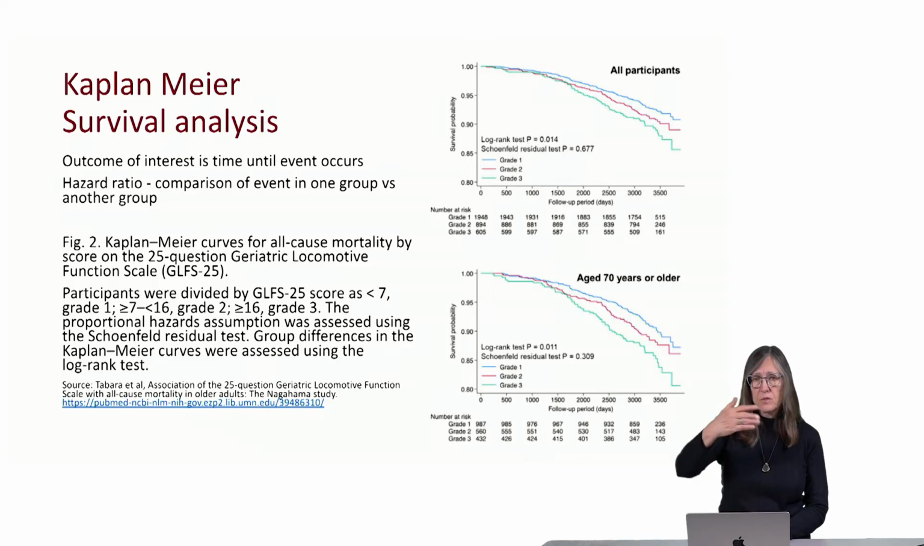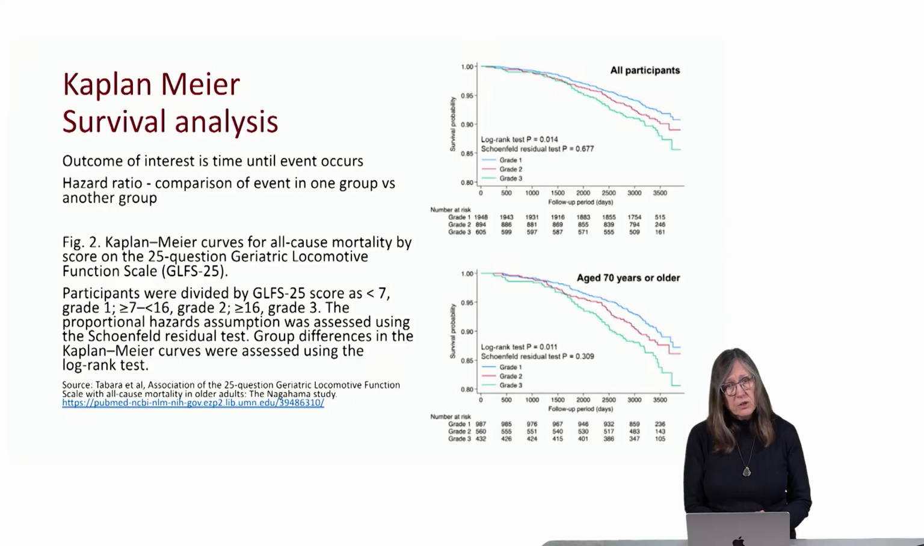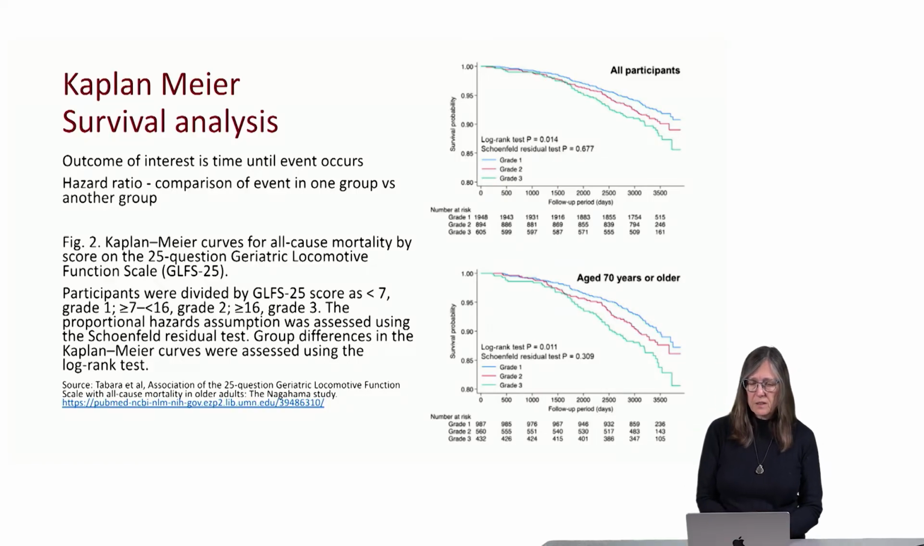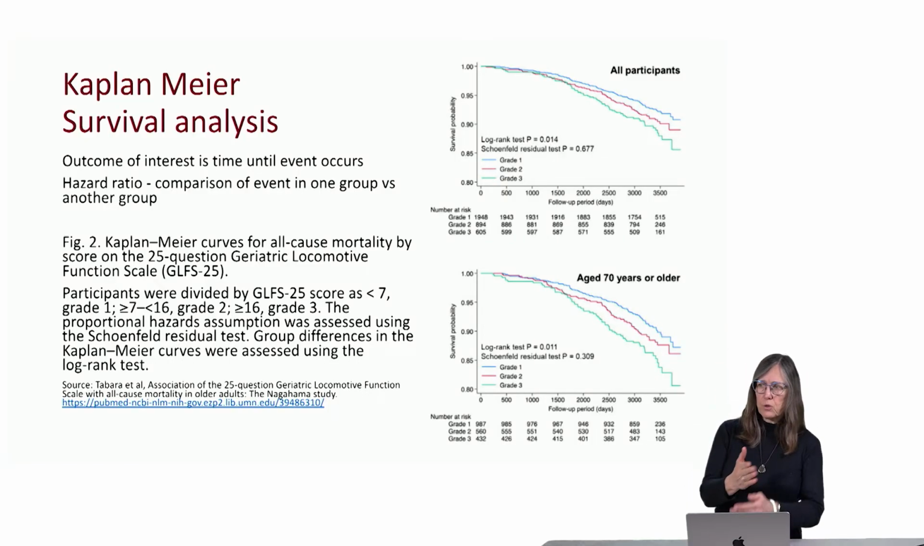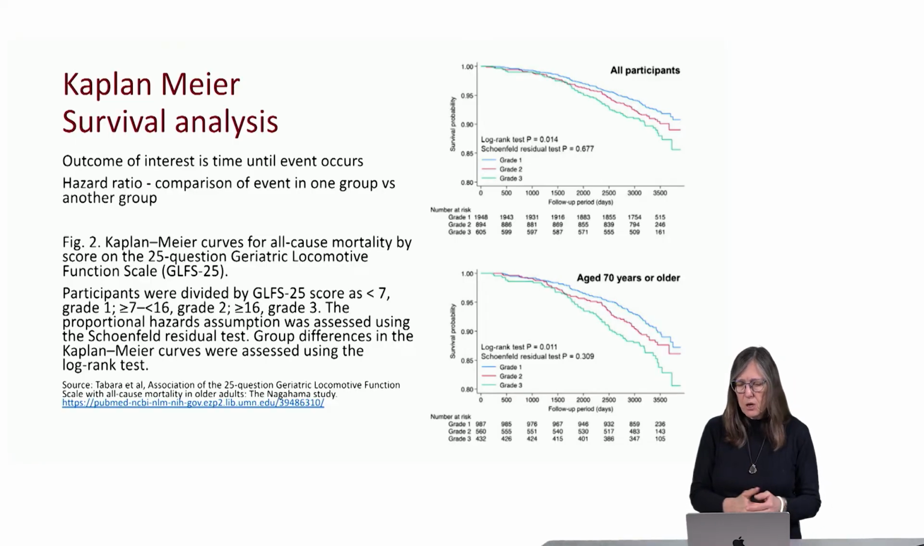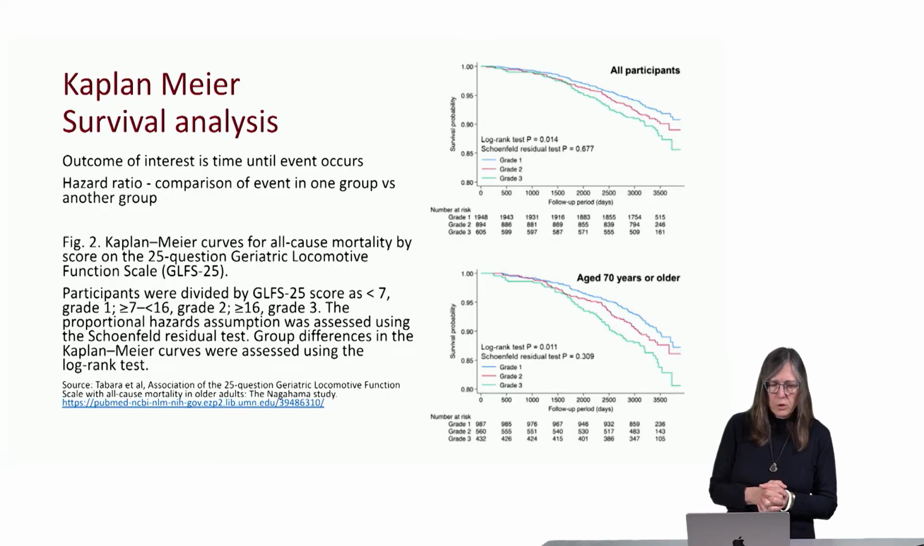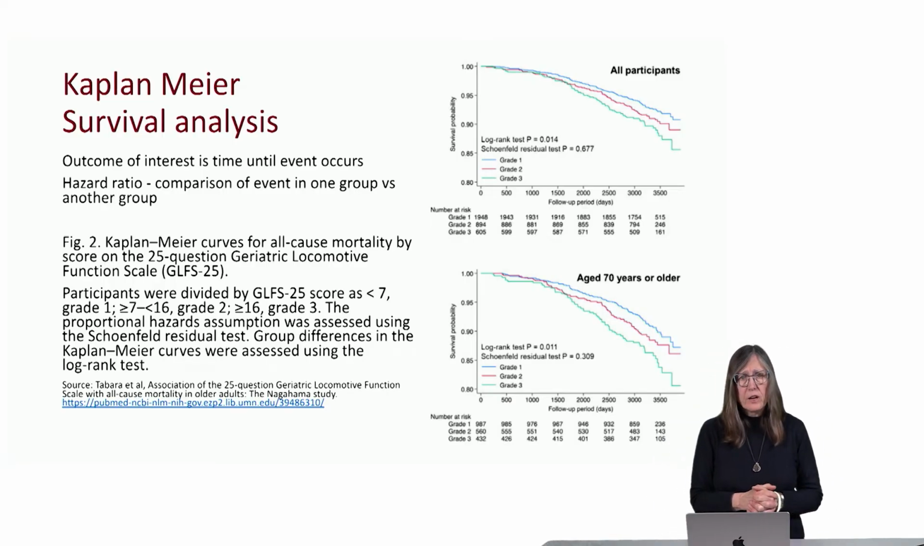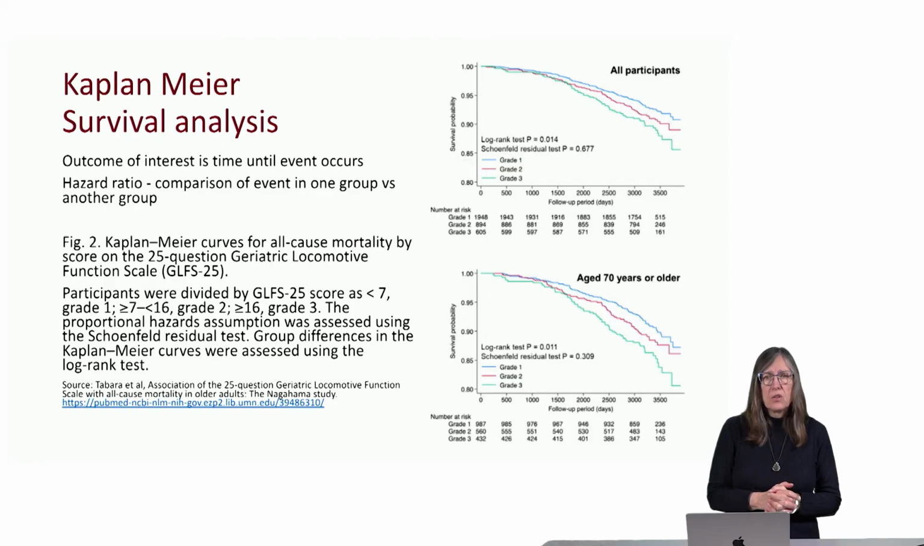In this case, in the upper figure, we've got all participants. In the lower one, it's been restricted to aged 70 years and older. Your time period for the follow-up is in days, going from the initial baseline where everyone's there at day 1, through to 3,500 days, so quite a bit of follow-up in this cohort. Again, that hazard ratio would be comparing the event in one group versus another group.